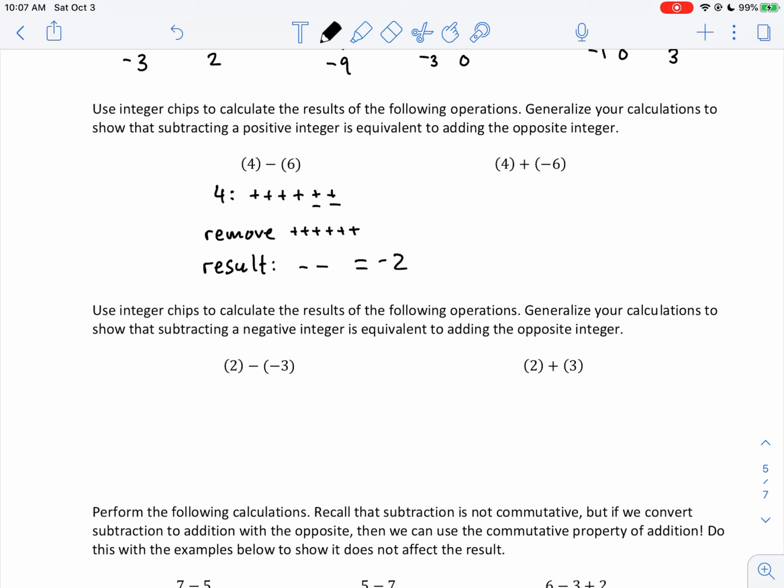All right, well, if I do 4 plus negative 6, let's see what the result is. Four, and I'm going to do let's do the horizontal. 4 is plus plus plus plus, and we're going to combine that with negative 6.